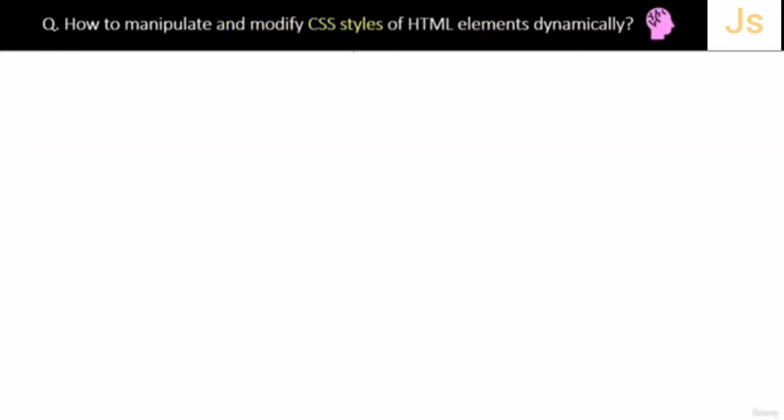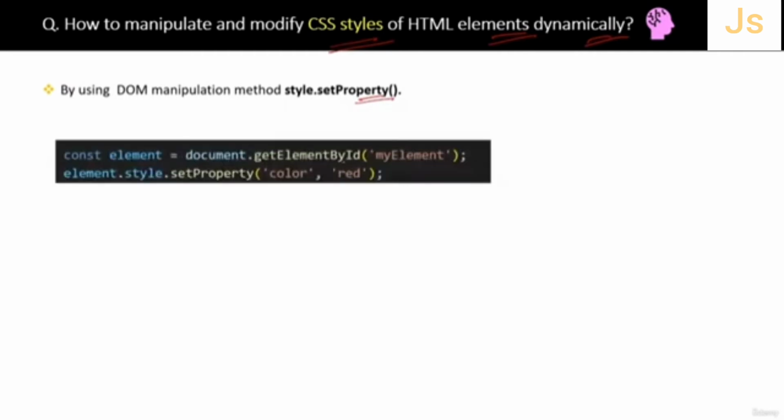Okay. How to manipulate and modify the CSS styles of HTML elements dynamically? Again, think for a second. The answer is by using the DOM manipulation method style.set property. Here is the code sample where you can see first we are getting the reference of this myElement in the element variable, and then we are using the set property method of the style property of the element to set the color property of the element to red. Okay, so that's the answer, short and simple.